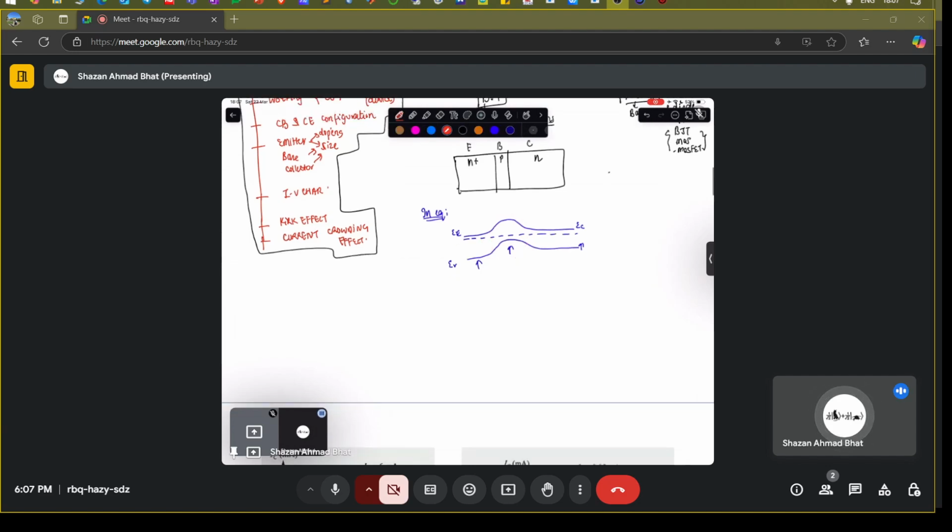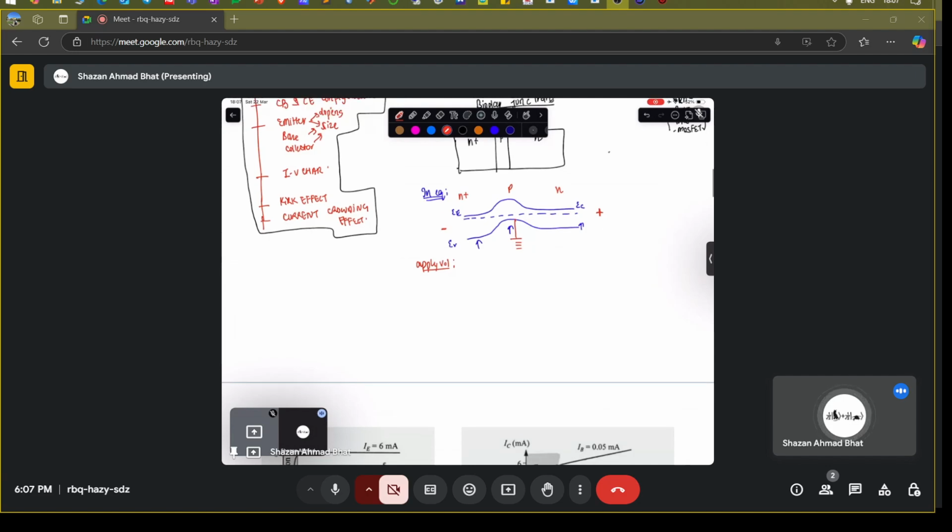Now what we do, we apply some voltage. Let's say we apply a negative voltage here and a positive voltage here. If this is N plus, this is P, this is N, we ground this particular terminal because this is the base terminal.